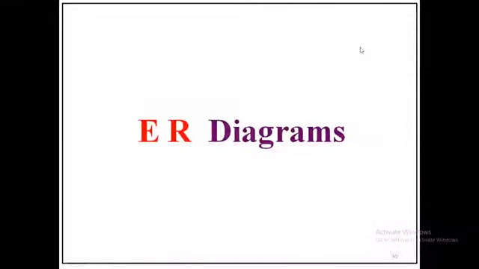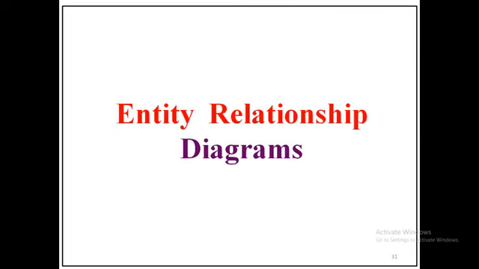Hi friends, today I'm going to discuss ER diagrams. This is one of the easiest topics in the entire database management system, and I am sure that you will definitely get this question in your end exams. ER diagrams, the abbreviation of entity relationship diagrams. E stands for entity, R stands for relationship.